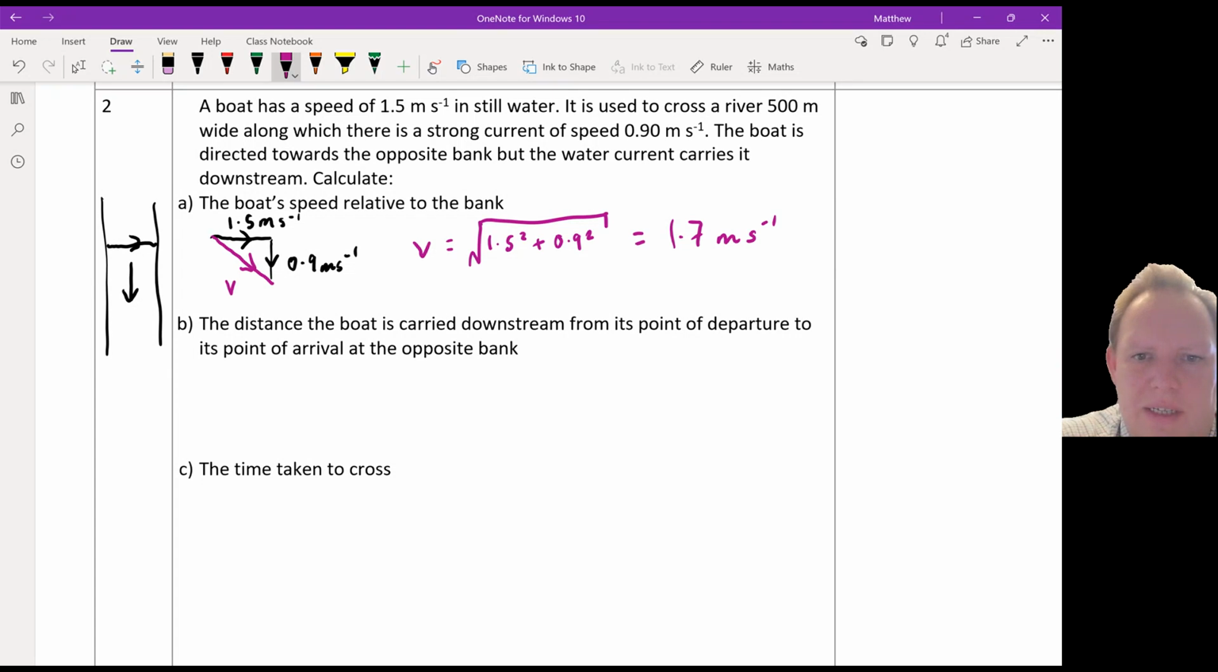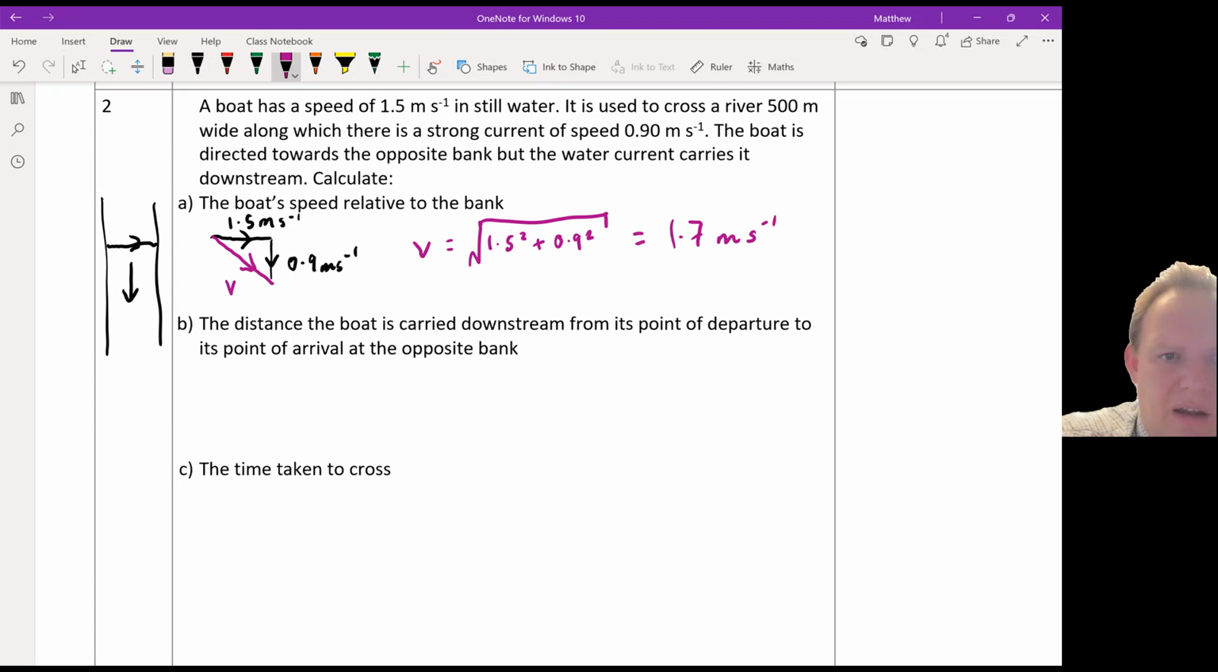B, the distance the boat is carried downstream from its point of departure to its point of arrival on the opposite bank. In this particular case, I think there's an argument that it's easier to get the time taken to cross first. But let's not do that. Let's think about how we can solve this particular problem.